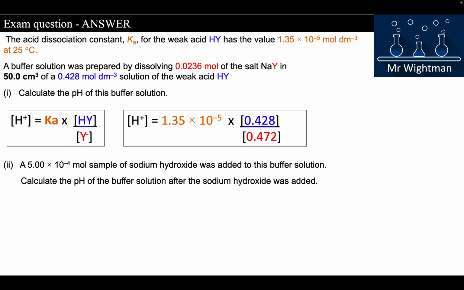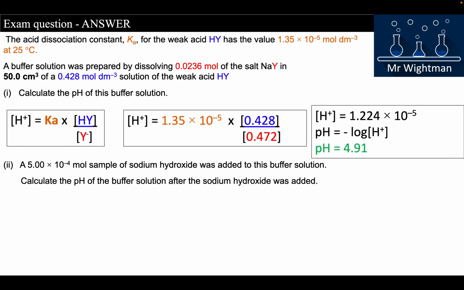I have to convert that to a concentration, so that might have caught someone out. So 0.0236 in 50 centimeters cubed. My total volume is 50. So I need a concentration for the salt Y minus. So NaY is Y minus. That is the ionic compound that will make the Y minus, my salt. In this case, Y, but in the other example, it was A.